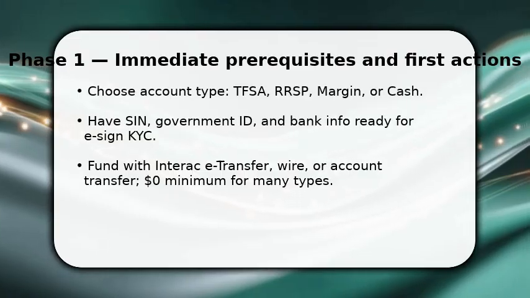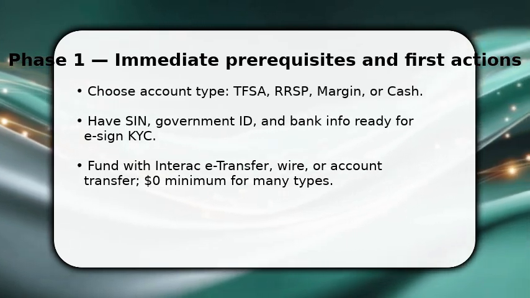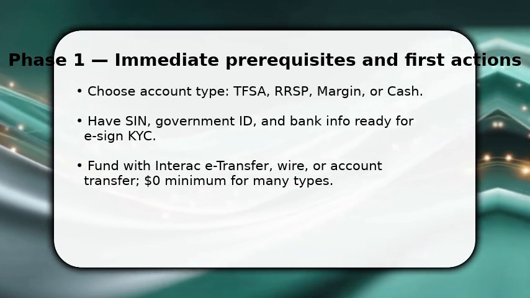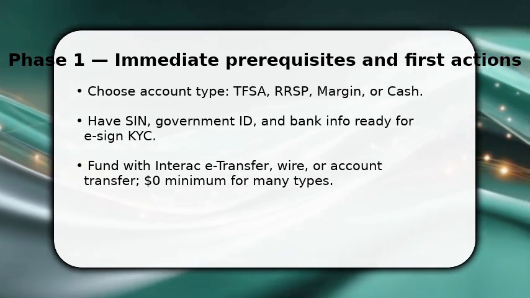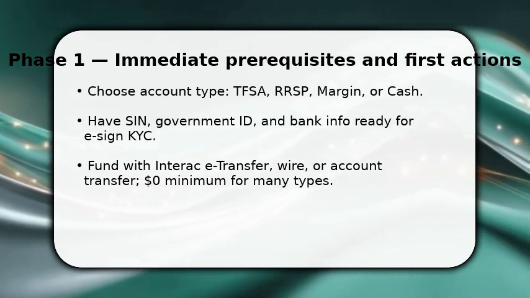You start by picking the right account type for your goals. TFSA for tax-free gains, RRSP for retirement, or margin for leverage. Once chosen, complete KYC quickly, upload your SIN and ID, and sign electronically.